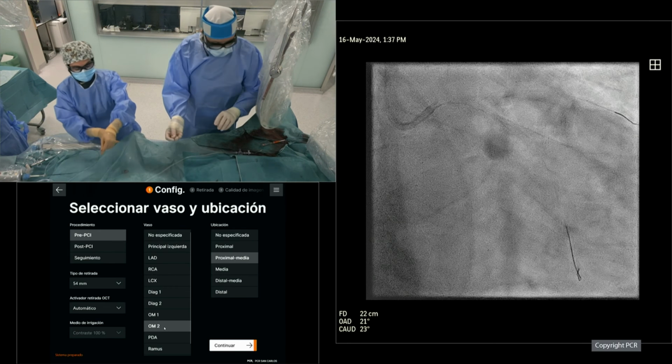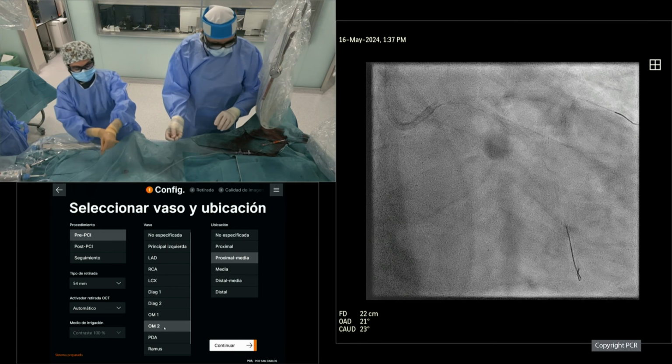Sorry, the system, yeah. So it's calibrating. I use hand injections a lot, and then you end up using a bit less contrast. Because with the pump, the images are a bit more beautiful, but you use more contrast, of course.